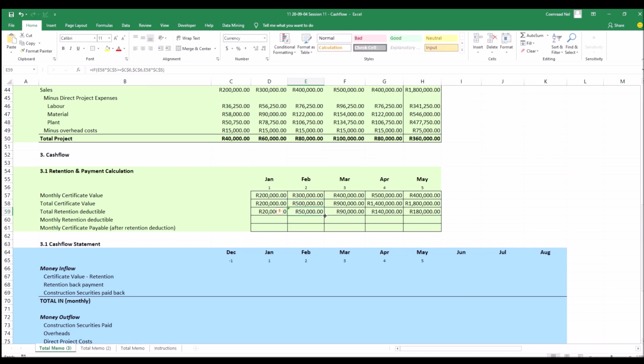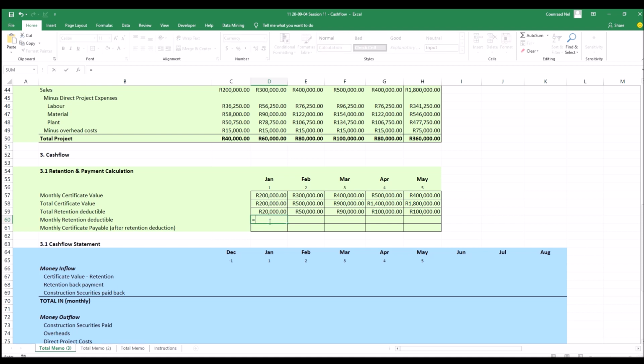Okay, let's drag it up. There we go. You can see it's 20, 50, 90, and then we are going over the 100,000, so it sticks to 100,000. So you now know the total retention as the project grows, but now you want to know per month what is going to be my deductible retention.